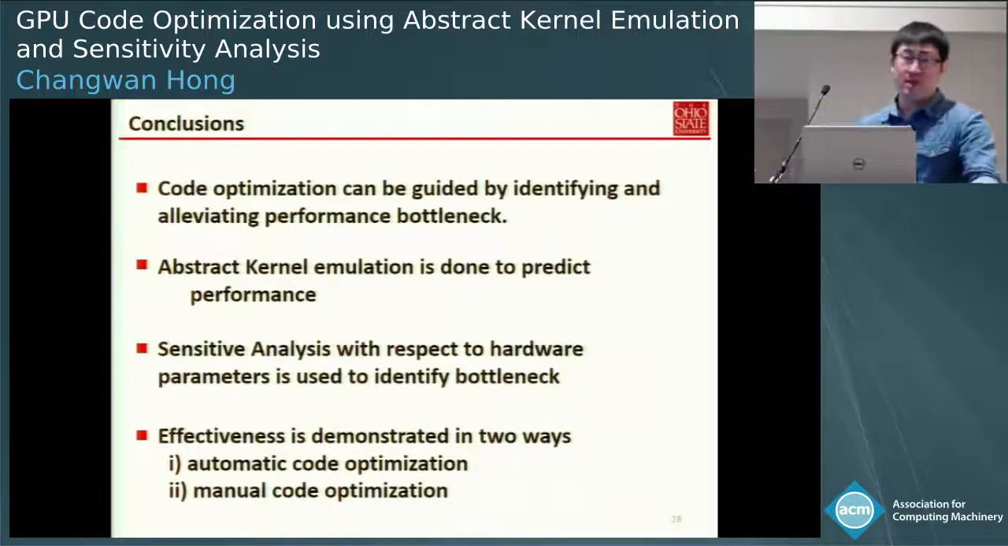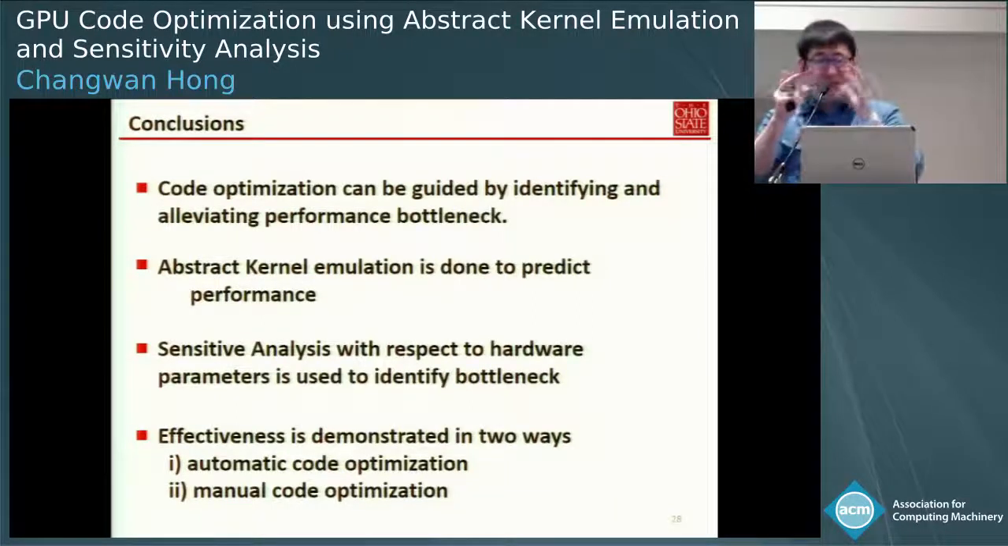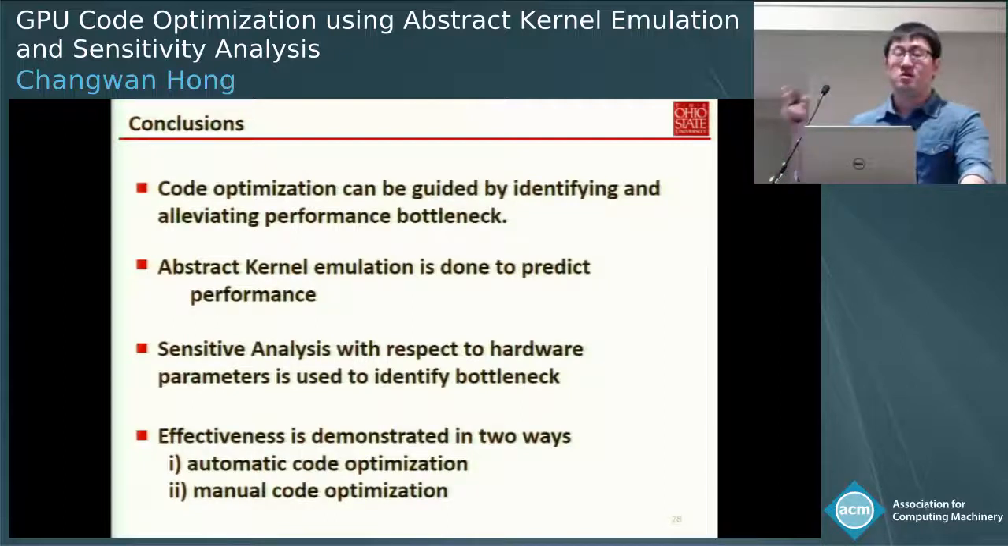In manual code optimization, we can split the code into many regions. Then we can find the bottleneck in each code region and iteratively improve performance.